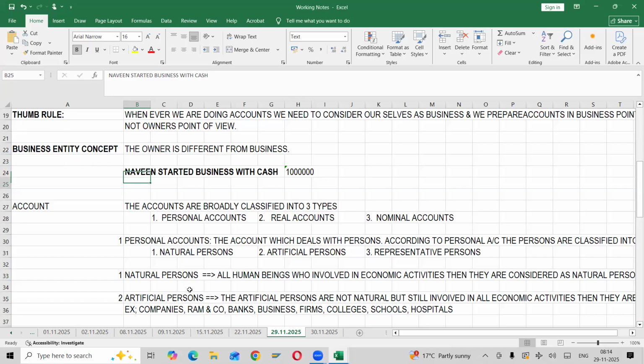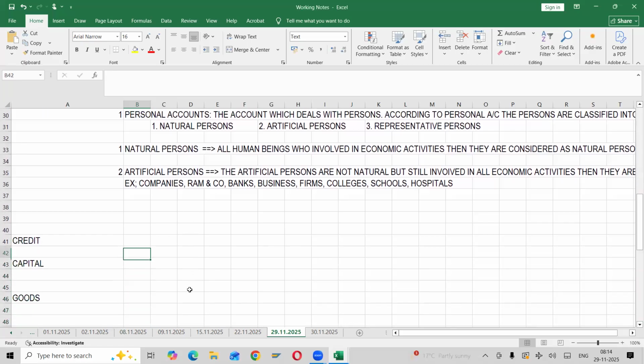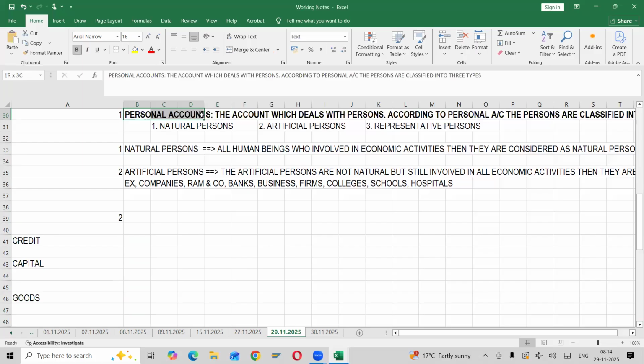So natural person, artificial persons, you understood. Next one, we have the concept of debit and credit. So what is the other rule we have? What is the other account we have? Personal accounts. Next one we have real accounts.